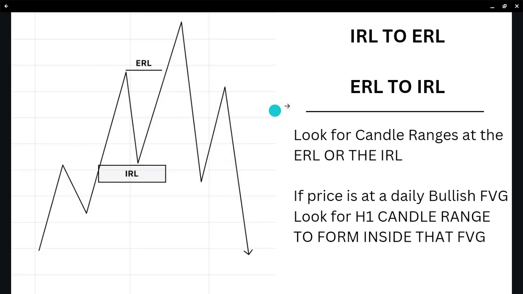For example, if price is at a daily bullish FVG, look for a 1-hour candle range to form inside that FVG. You look for your CRT candle to form at the right times in this zone right there. Why? Because this is internal and price delivers from internal towards external, correct?